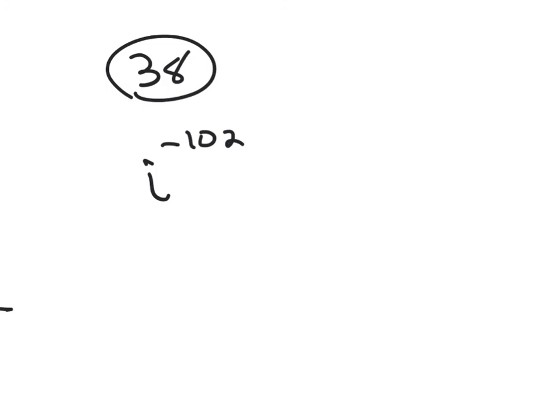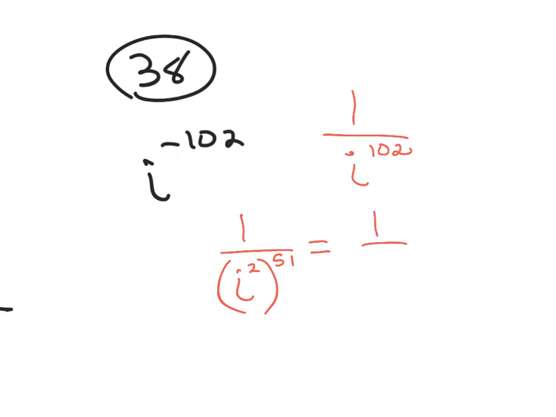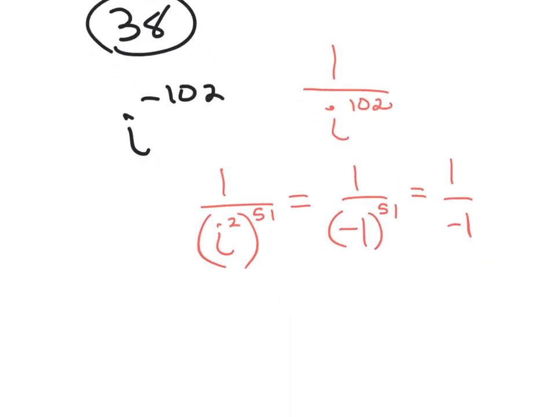Again, it's a negative exponent. Make it a fraction. I need to divide the exponent by 2. So this becomes 51. Replace i squared with -1. 51 is an odd number. So this gives me -1. 1 divided by -1 is -1. So that is how you're going to be dealing with i raised to a higher power.